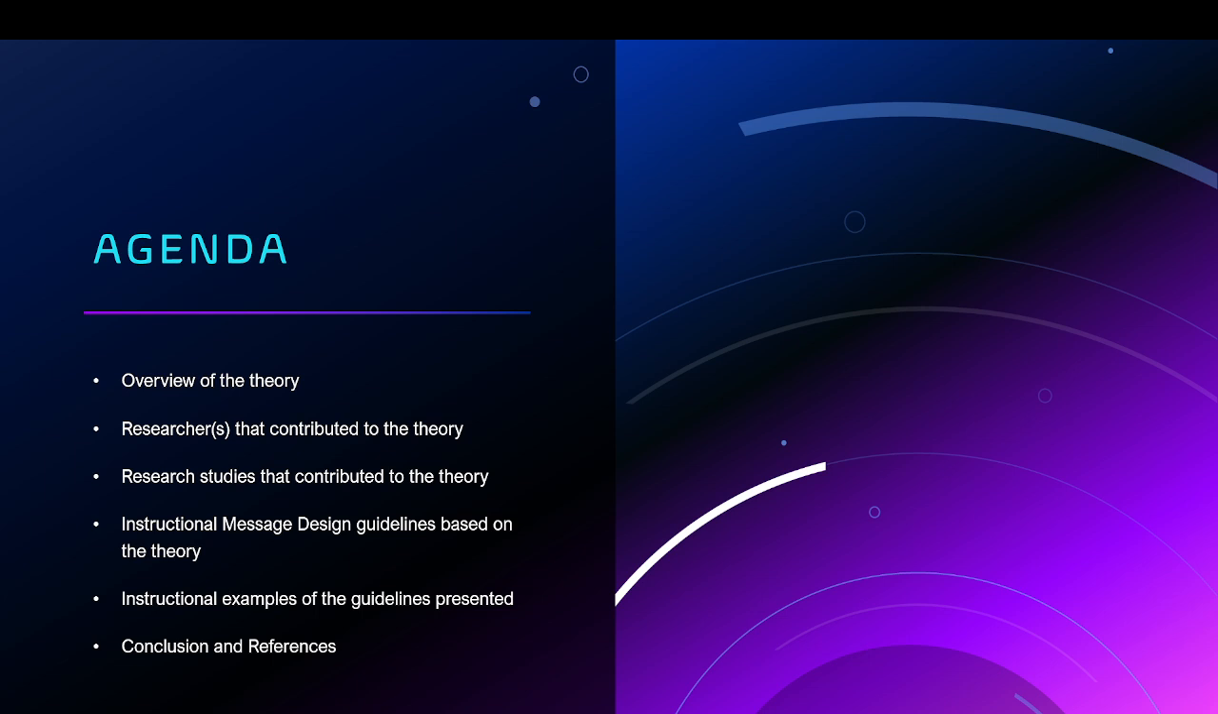What we're going to do is look at an overview of the theory. This overview is of the original theory, but then also how we can relate it to instructional message design. Certain researchers and their research studies that contributed to this theory. Instructional message design guidelines based on the theory, so how we can relate the two with a little more specific examples. And then some instructional examples of the guidelines that we are presented here. We'll conclude and look at some of the references.